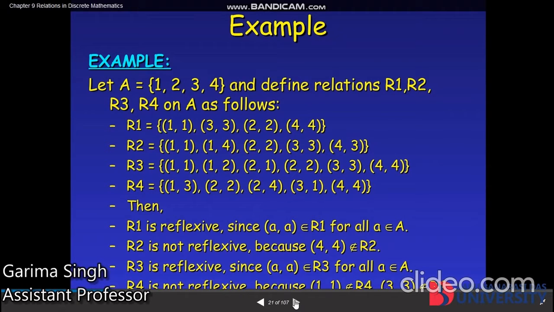This is also an example. Let A = {1, 2, 3, 4, 5} and define the relations R as given. You have to find out which are reflexive and which are non-reflexive. R1 is reflexive. Why? Because it has all the possible pairs (1,1), (2,2), (3,3) and (4,4). R2 is non-reflexive because it doesn't contain (4,4). Like this you can check.